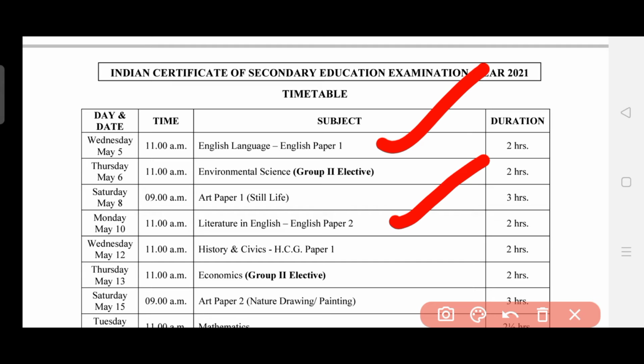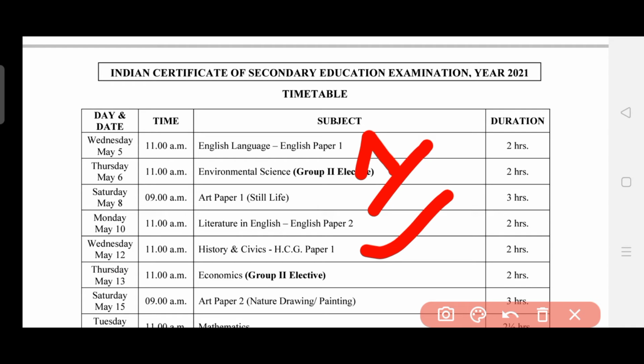And one important thing, if you want to download this PDF, then you can definitely download it from the description box. May 12 is for history and civics. So you have only one day between English literature and history and civics. So if you are not well prepared, do prepare with the 2 months which are left before the examination. Do prepare yourself for history and civics because you are having only one day to revise it.